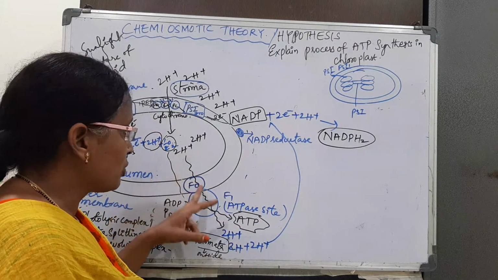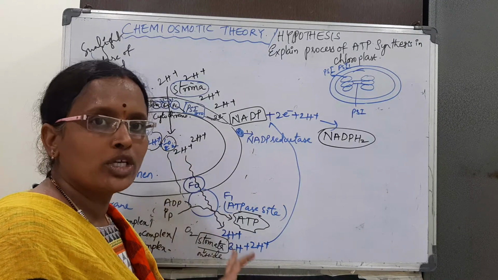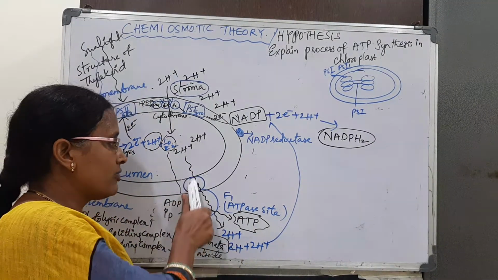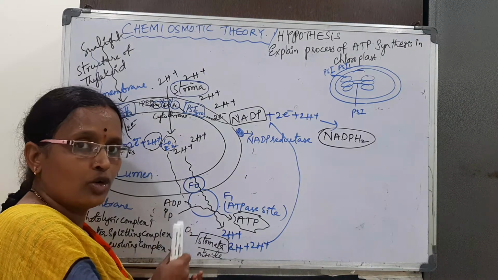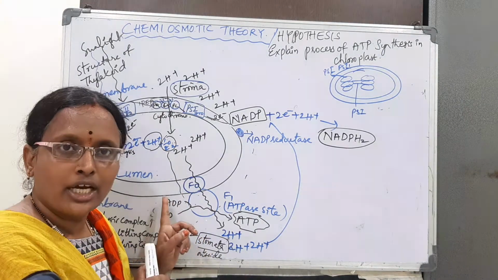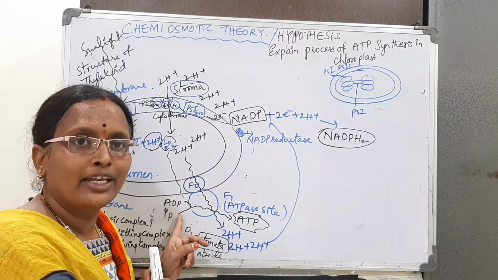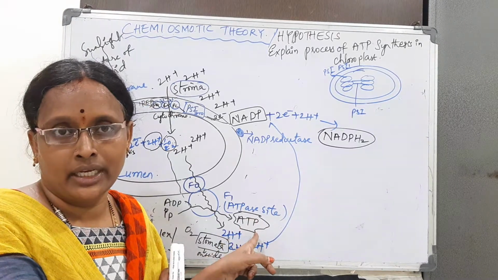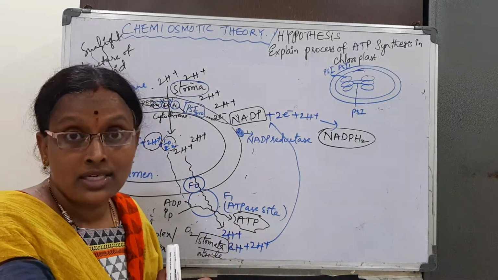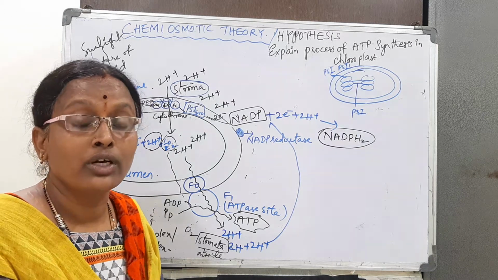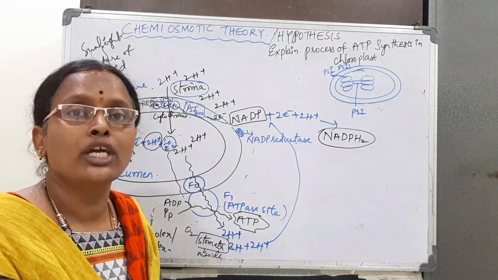While protons are coming from the lumen to the stroma, some energy is released. That's why the wavy line is drawn. By utilizing that energy, ADP and inorganic phosphate are combined to synthesize ATP. So our ATP is synthesized in non-cyclic photophosphorylation. One more thing we get is NADPH2.